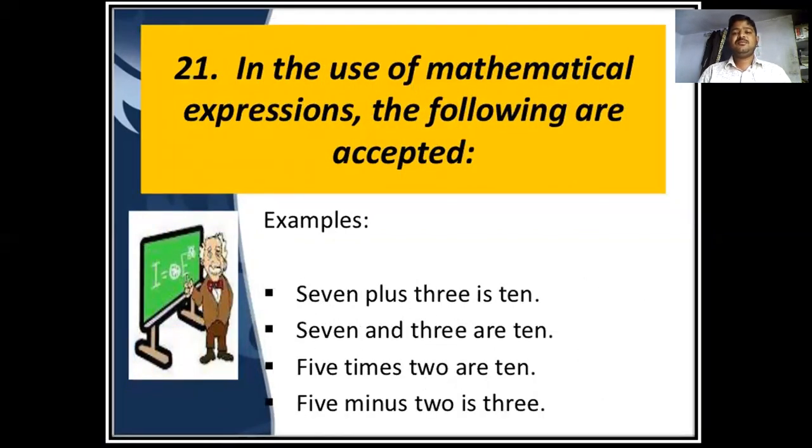In the use of mathematical expressions, the following are accepted. Look at the examples. 7 plus 3 is 10. 7 is a subject and 3 is another subject, so we are representing two objects, but according to concord the verb form is: 7 and 3 are 10. 5 times 2 are 10. 5 minus 2 is 3.